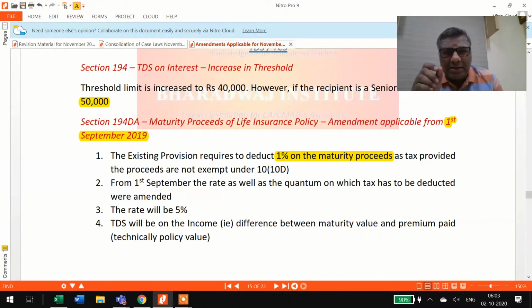So remember this, it comes in three places: 10(10D), 80C and 194DA. Okay, what is 80C saying? It says life insurance premium for assessee, spouse and children will be allowed as deduction under 80C. Up to what extent it will be allowed? 20% or 10% as the case may be.